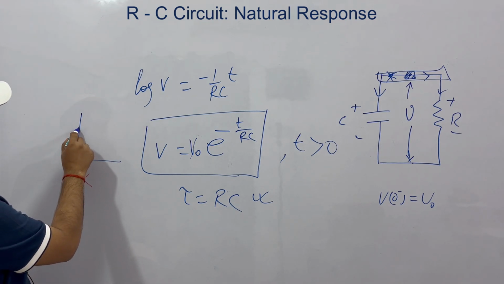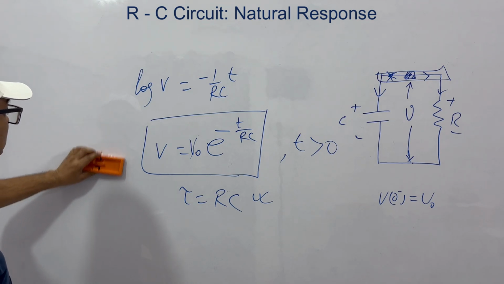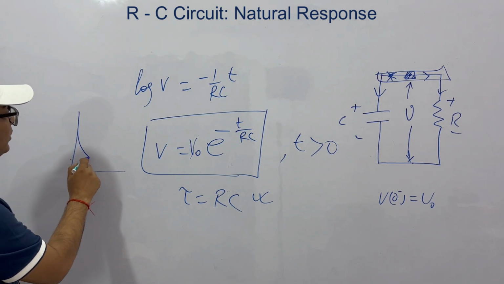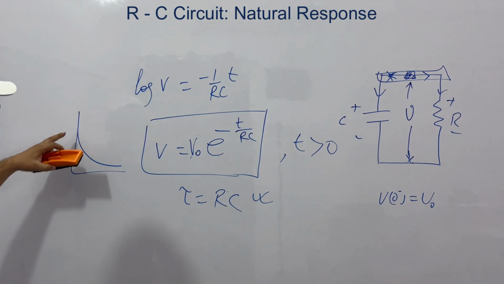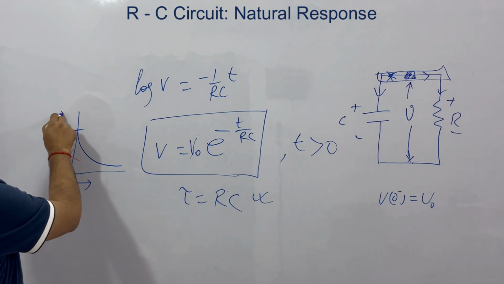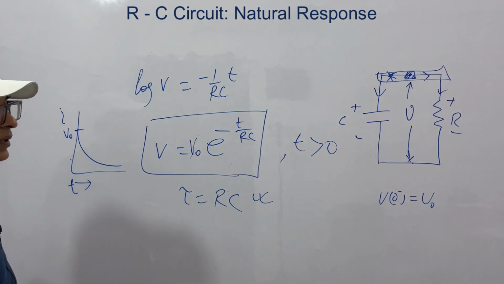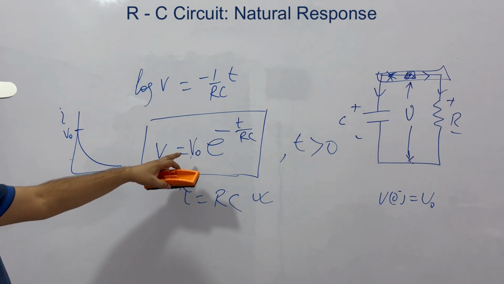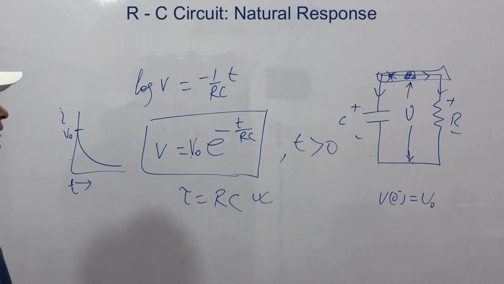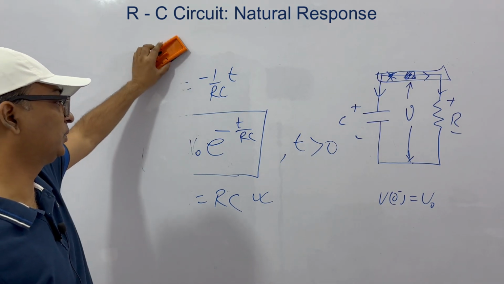If you get this picture, this will be this, not this. If you plot, this is t and this is V. At t equal to 0 this is V0, and at t equal to infinity this voltage is equal to 0. Okay, so we have seen the capacitor's natural response.